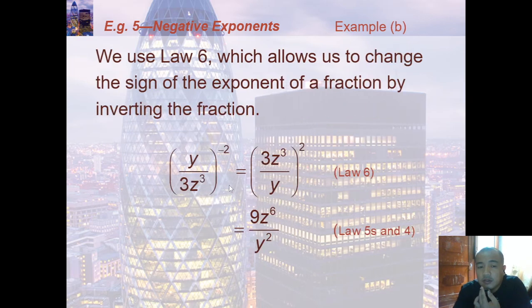How about this? (y over 3z cubed) raised to negative 2. We can interchange this and get the reciprocal: 3z cubed over y, then the exponent negative 2 will become positive. Then you can now simplify. 3 squared z to the 6th, or 9z to the 6th over y squared, is the answer.